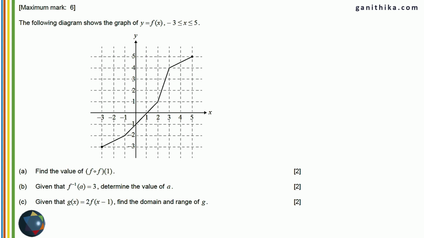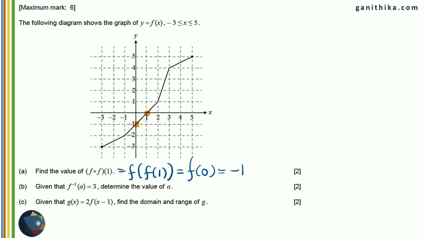Some function f of x is given in the domain minus 3 to 5. Find the value of f of 1. This is f of 1. So, f of 1 is 0 from the graph here. And f of 0 is minus 1. So, f of 1 is nothing but f of 0, which ultimately will give you negative 1 as your final answer for question A.